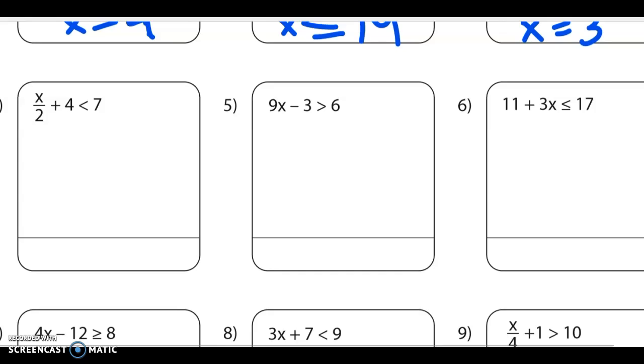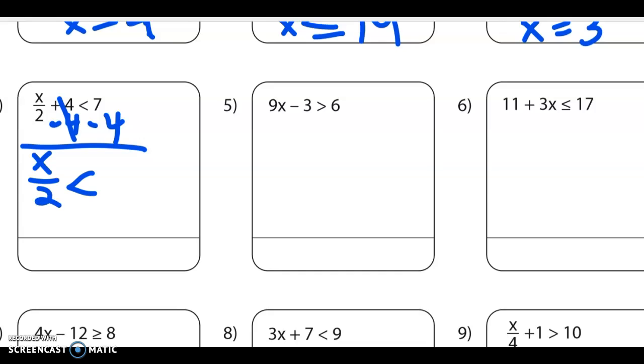All right, the next 3 problems. X divided by 2 plus 4 is less than 7. So again, we want a number that is going to give us an answer that is less than 7. So 6 or smaller. So we start by subtracting 4 from both sides. Okay, gives us x over 2 less than 3.